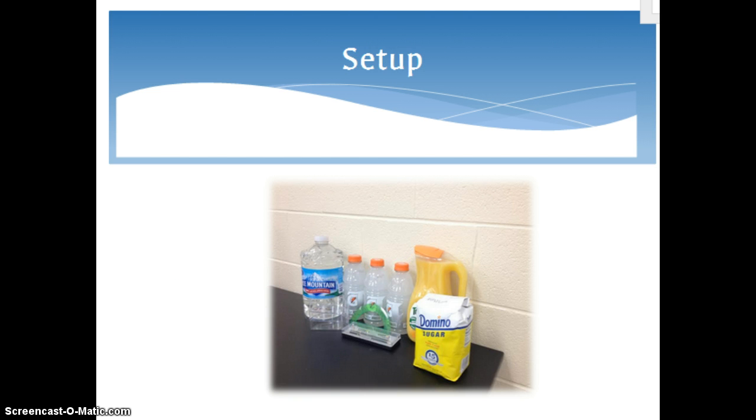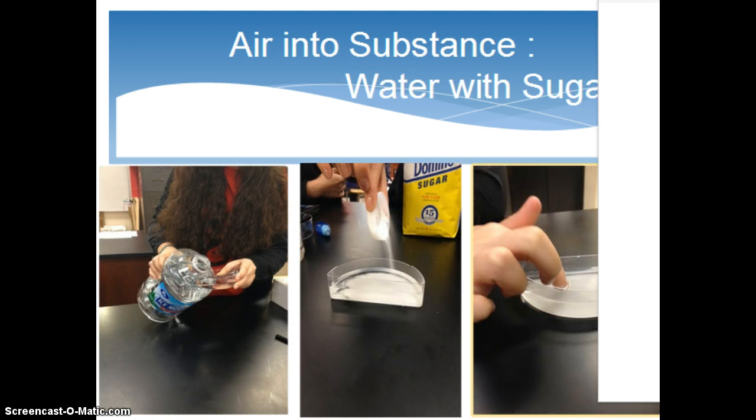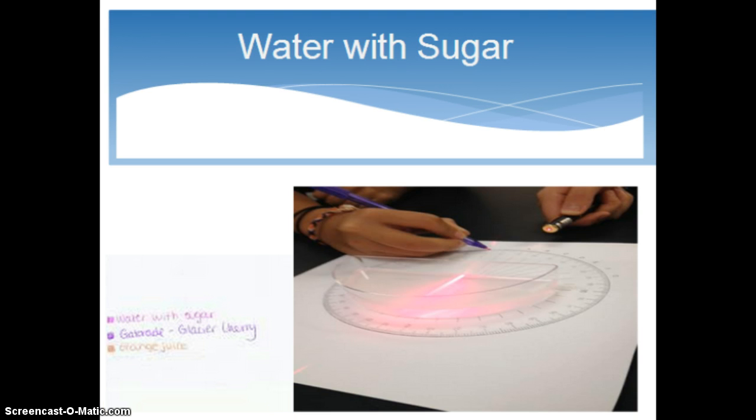Our setup consisted of water, sugar, orange juice, Gatorade, a protractor, and a professional red laser pointer. We started our experiment with air into substance. We used water with sugar for our first substance to experiment. The first thing we had to do was fill half of the petri dish with water and pour 1 spoonful of sugar into the petri dish. Then we had to even out the sugar.